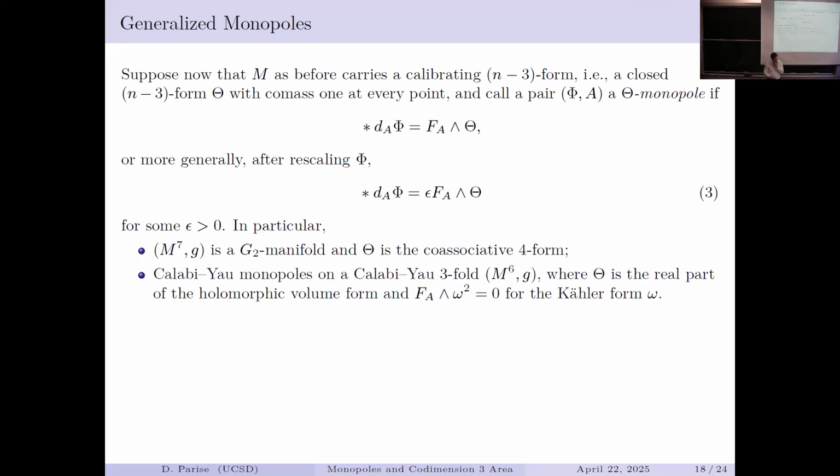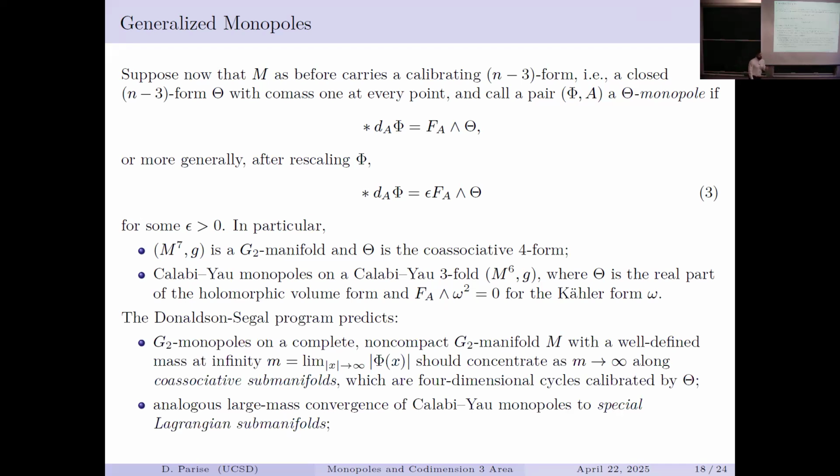And there's also Calabi-Yau monopoles, so you are on a Calabi-Yau threefold, where theta is just the real part of the holomorphic volume form. So these are two specific geometric setups in which you're given already a calibrating form. And the Donaldson-Segal program predicts the following two things: that in the mass going to infinity limit, you should converge to co-associative submanifolds. So essentially the currents that I mentioned earlier are calibrated. And in the large mass limit, Calabi-Yau monopoles would converge to special Lagrangian submanifolds. So what does this all mean? It means that in this very specific geometric setup in which you are given a calibration, the limit is calibrated.